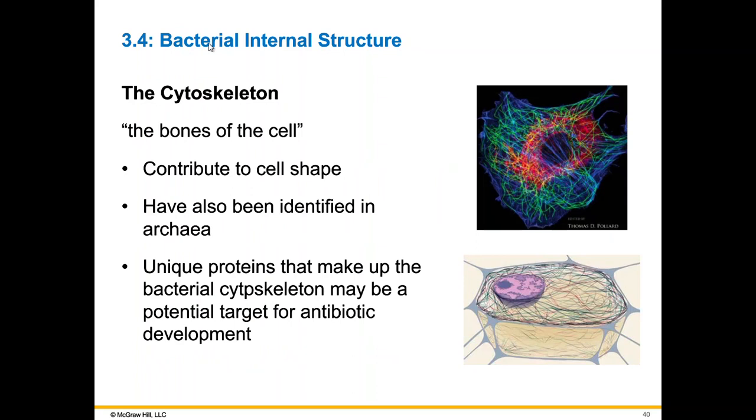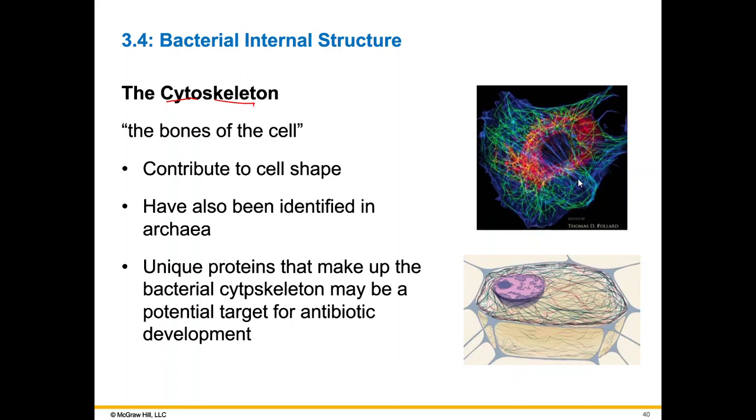Pretty neat. Next, we have the cytoskeleton. If you break that down, cyto means cell and skeleton means, well, skeleton. It's essentially the bones of the cell, if you will, because it gives it its shape, just like our bones give us our shape. They have also been identified in archaea, but they're proteins. The skeleton, quote unquote, is made up of proteins that extend throughout the cell and help to give it its structure.